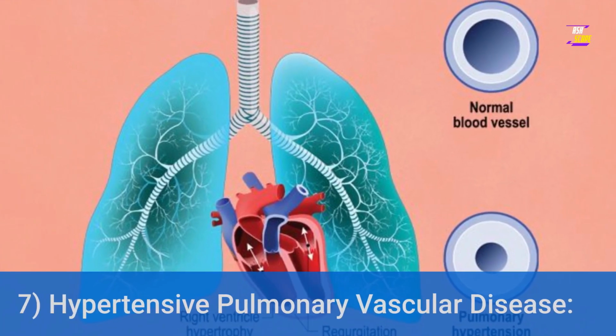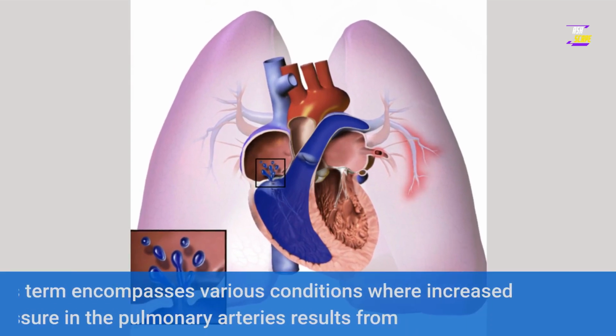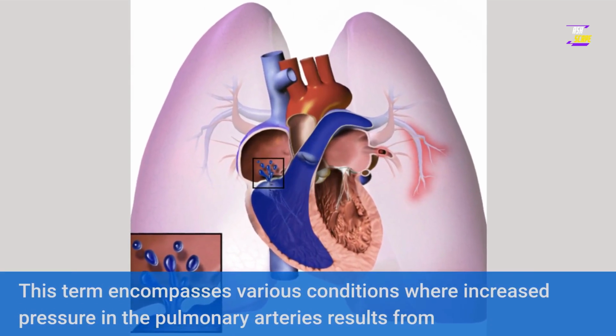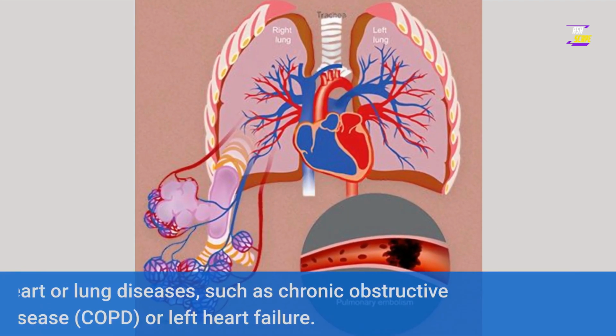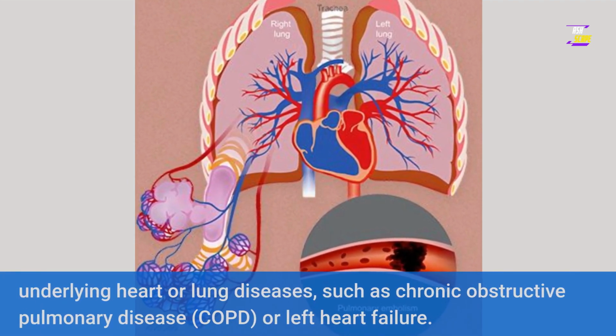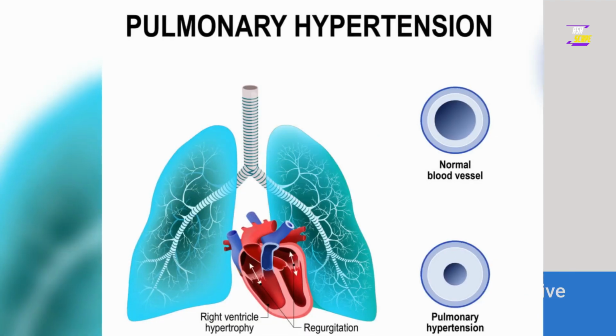7. Hypertensive pulmonary vascular disease. This term encompasses various conditions where increased pressure in the pulmonary arteries results from underlying heart or lung diseases, such as chronic obstructive pulmonary disease, COPD, or left heart failure.